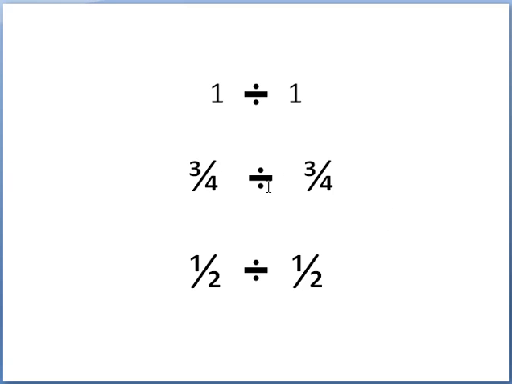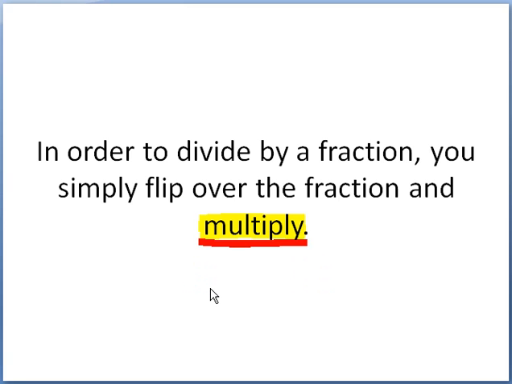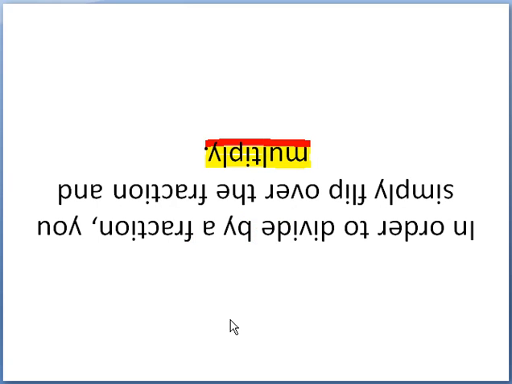Here we have 3/4 divided by 3/4. How many times will 3/4 go into 3/4? Or how many times will 1/2 go into 1/2? Well, you know that it'll go in 1 time. So let's take a look at that. In order to divide by a fraction, you simply flip over the fraction and you multiply.